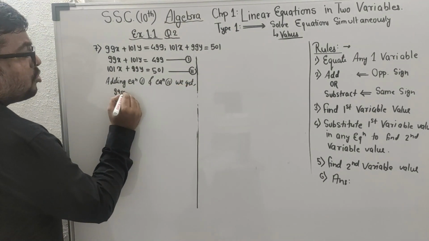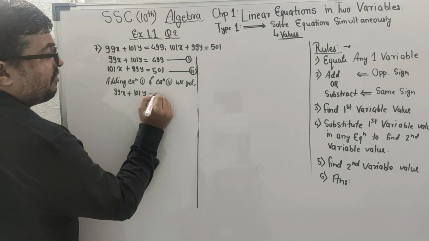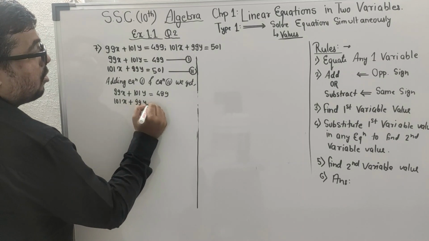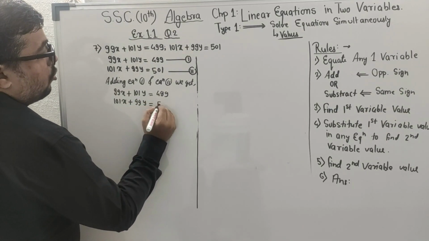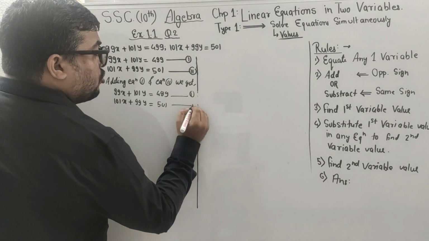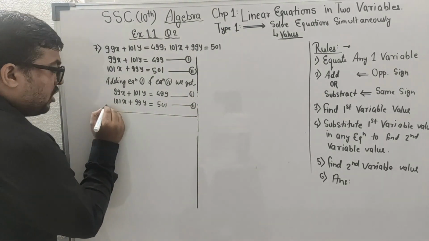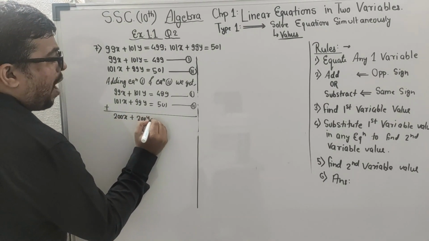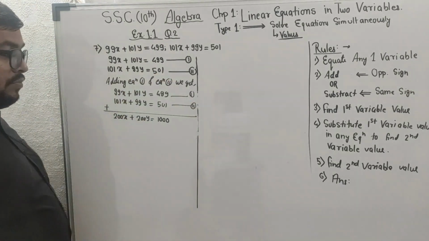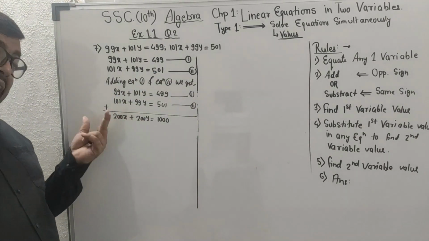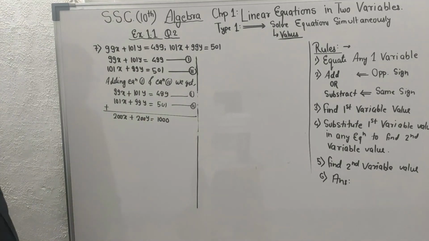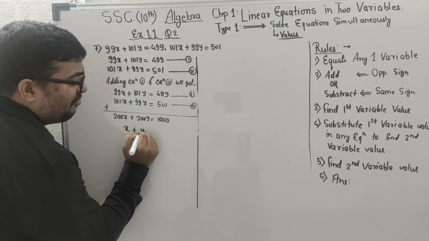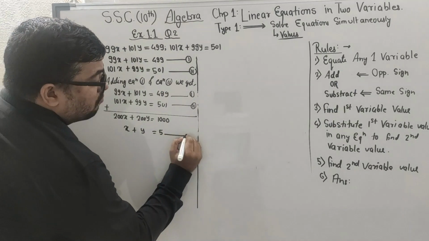So add both the equations, students. Add them quickly. So students, this is your equation number 1 and this is your equation number 2. We are adding both the equations. This will become again 200x plus 200y equals 1000. After adding you will get this kind of statement. Now dividing by 200, this will become x plus y equals 5. This is your equation number 3.